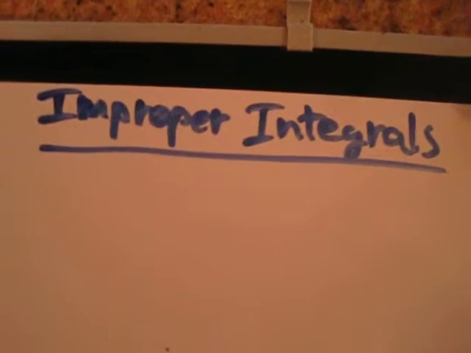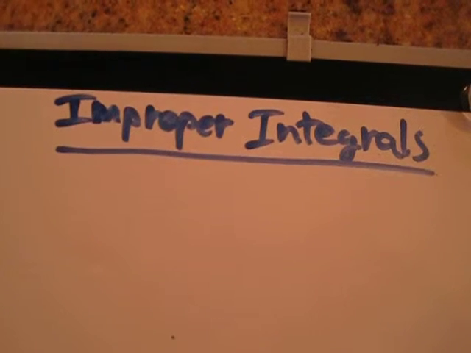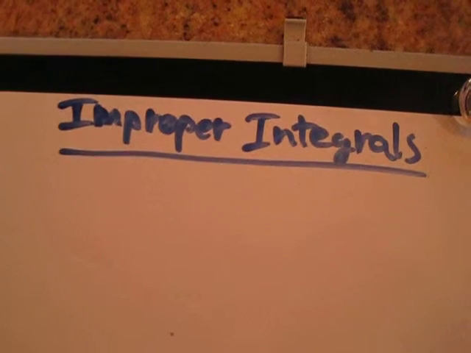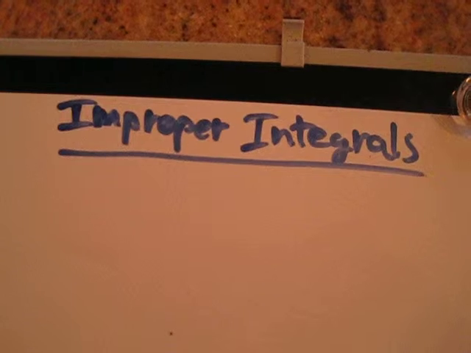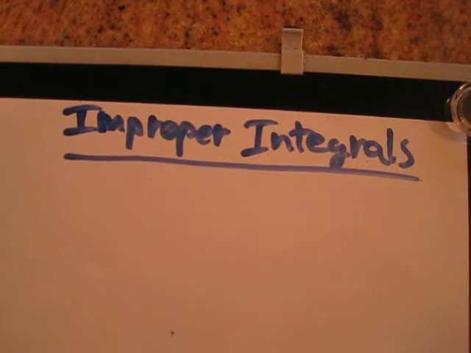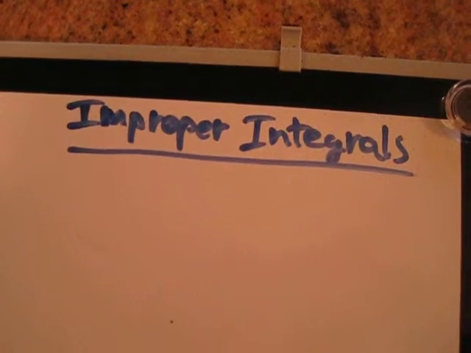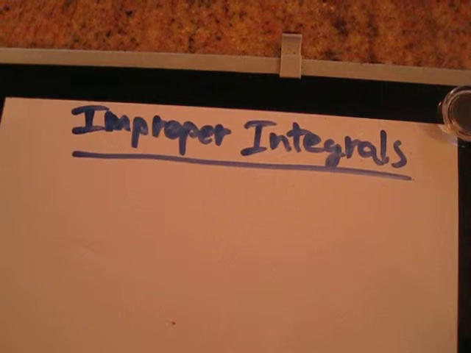We are going to talk a little bit about improper integrals, which are a special type of integral. An improper integral is an integral with a limit of integration that is either a form of infinity or a value of x where the integrand has a vertical asymptote. And in order to evaluate improper integrals, we must rewrite them as the limit of a definite integral.